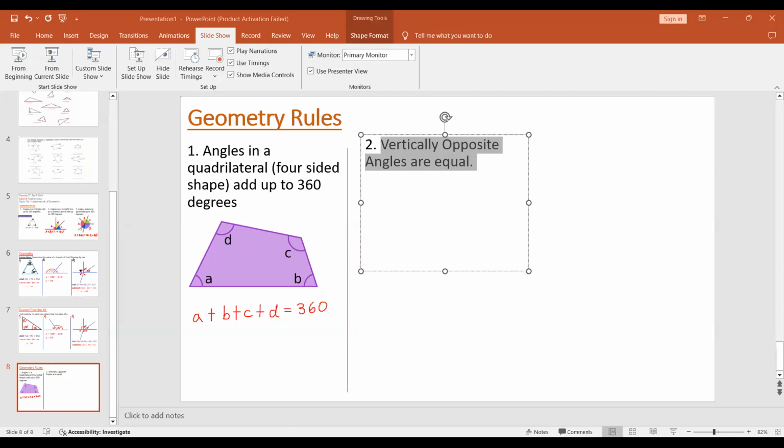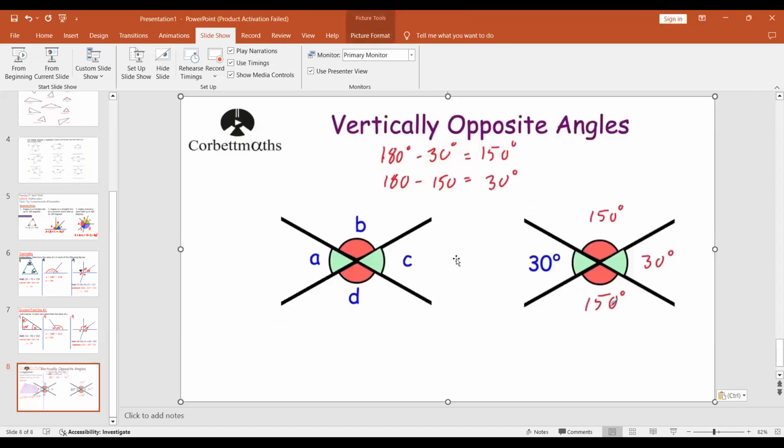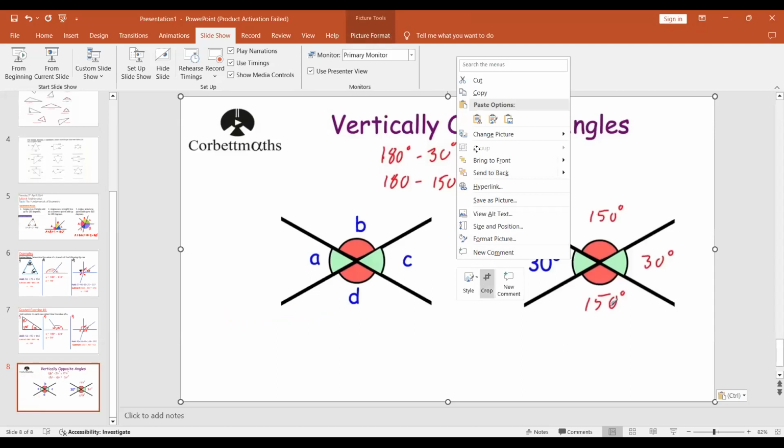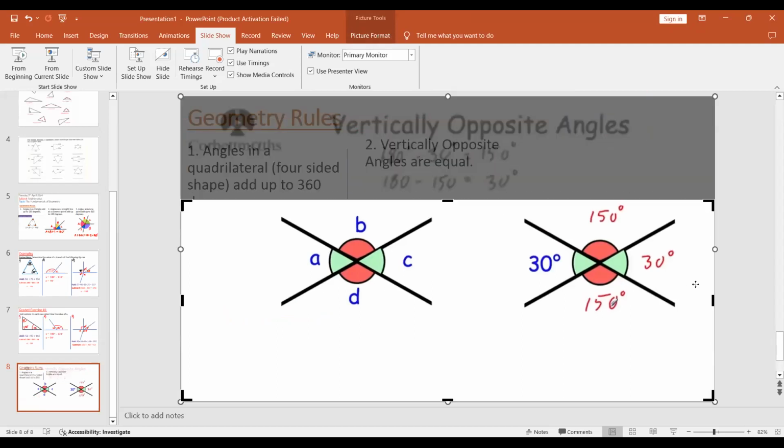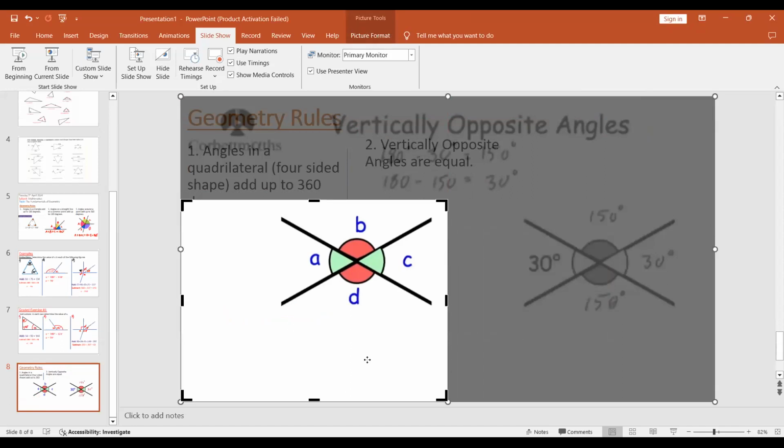So let me give you a perfect example of vertically opposite angles. Basically, you have two lines that intersect. When those two lines intersect, you naturally find that four angles are created. Two of them are going to be vertically opposite to each other. So let's go ahead and draw that. Vertically opposite angles are equal to each other.